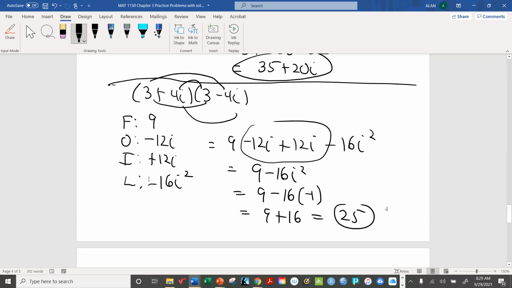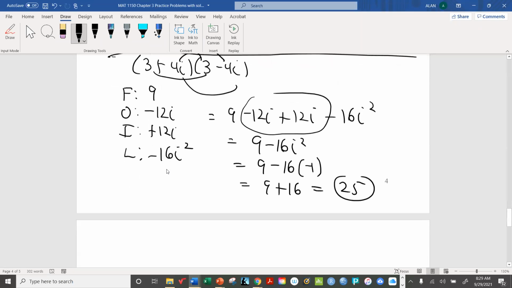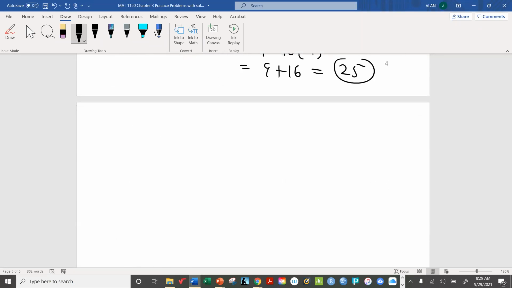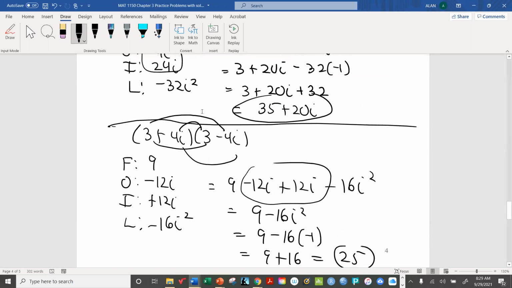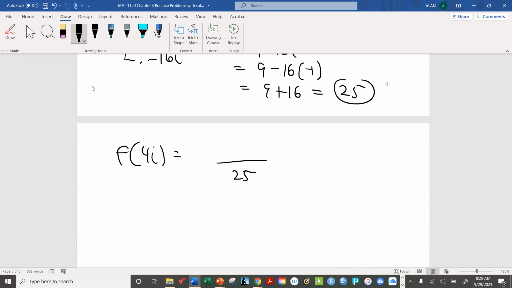So finally, after all the dust settles, we end up with our f of 4i equals, well, we know 25 is in the denominator. The numerator, sorry, was 35 plus 20i. Now, in this case, if you really want to get even simpler, not that this is wrong, but if you notice, everything here divides evenly by 5. So I can actually reduce this a little further to 7 plus 4i over 5 if I want to.